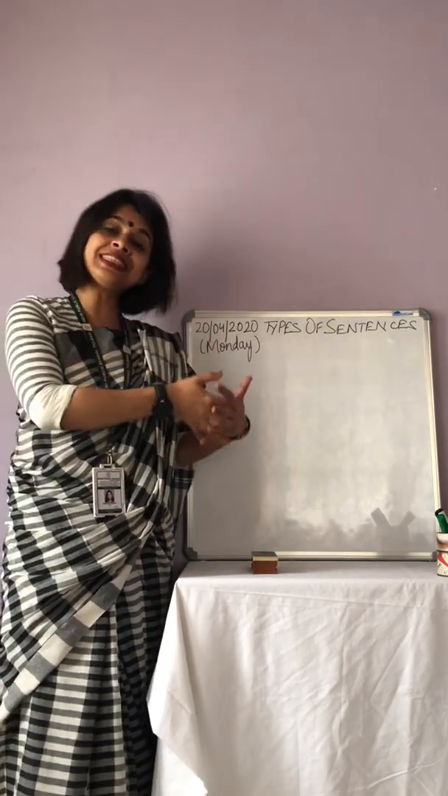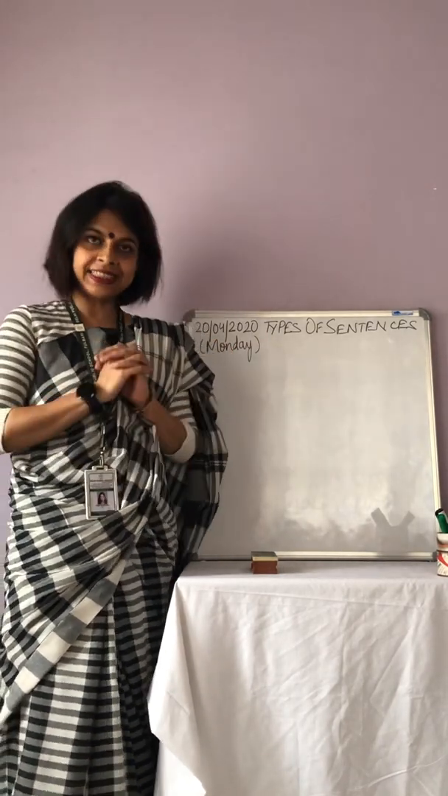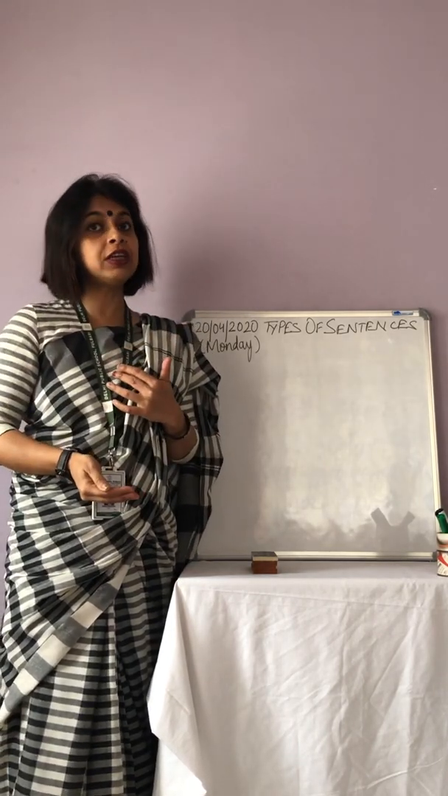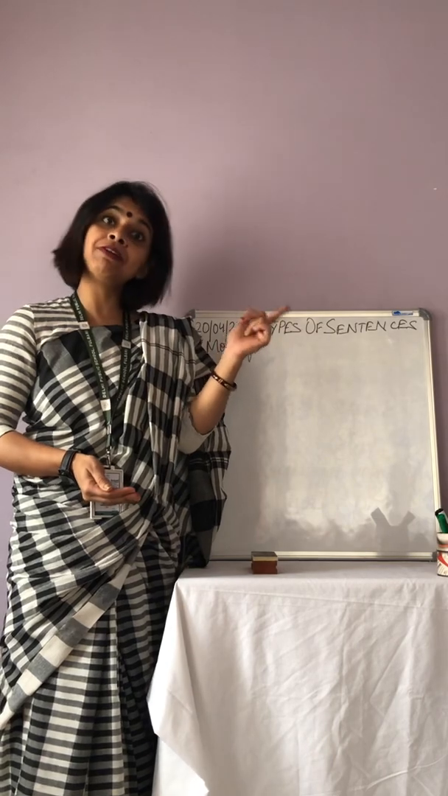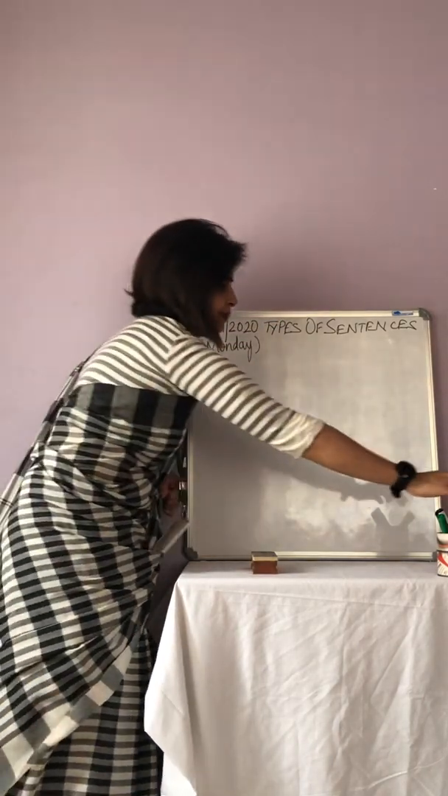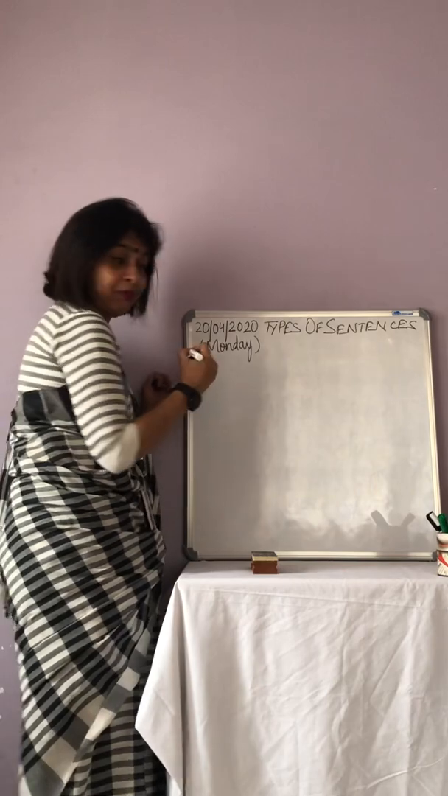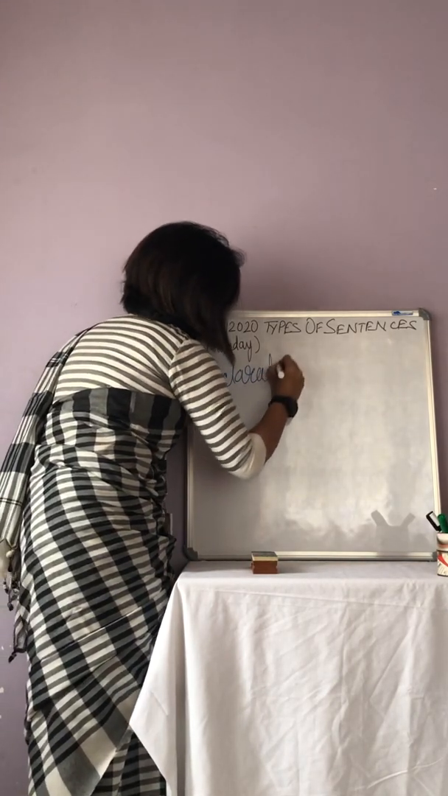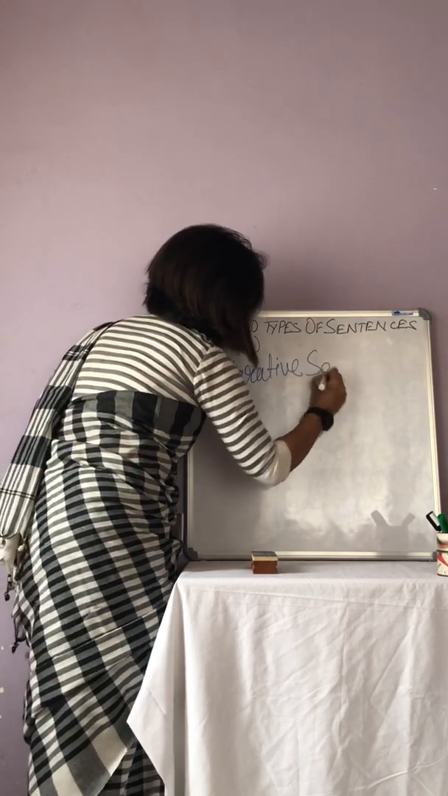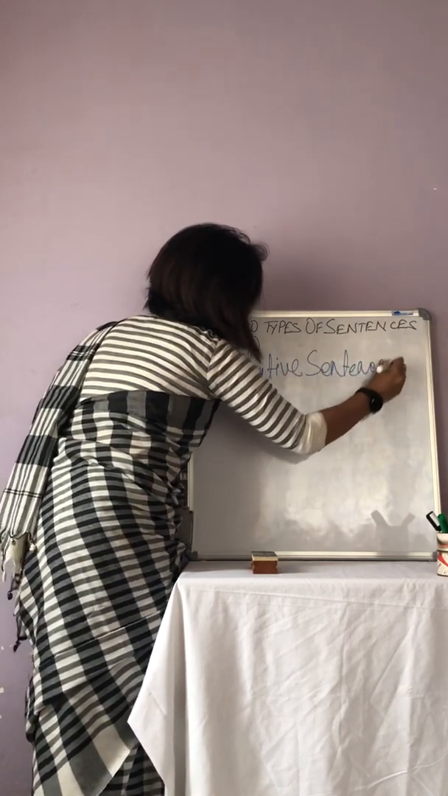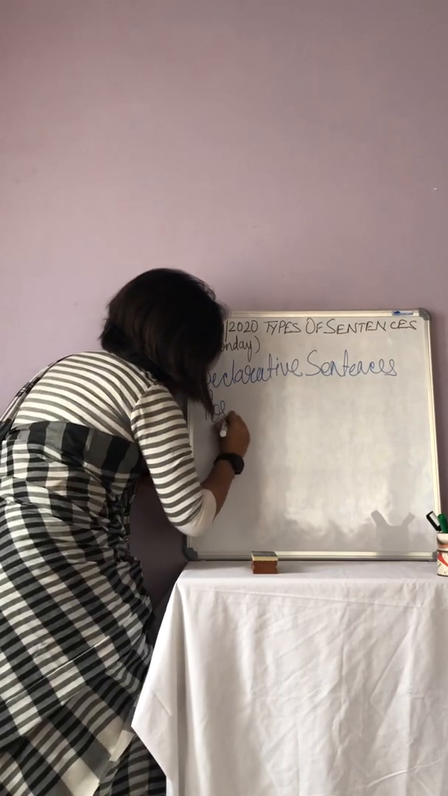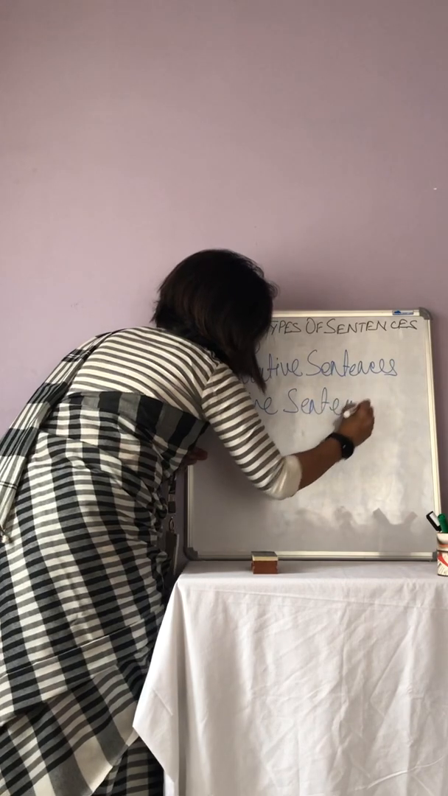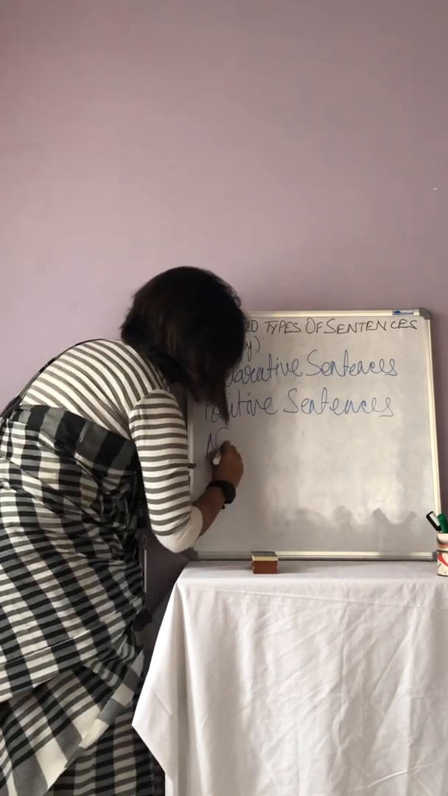This is the concluding part of sentences. Now, children, I will just do a short recap of the class which we had in the previous week. We had learnt about declarative sentences. We had also learnt about positive sentences and negative sentences, positive sentences as well as negative sentences.